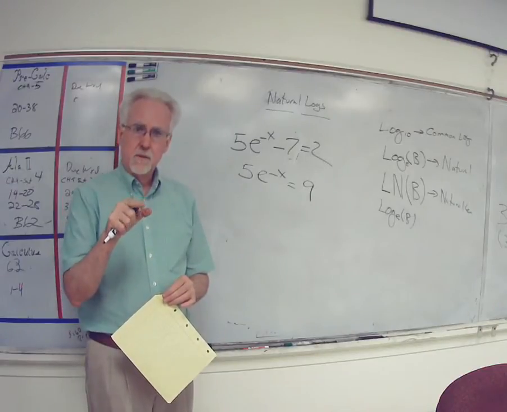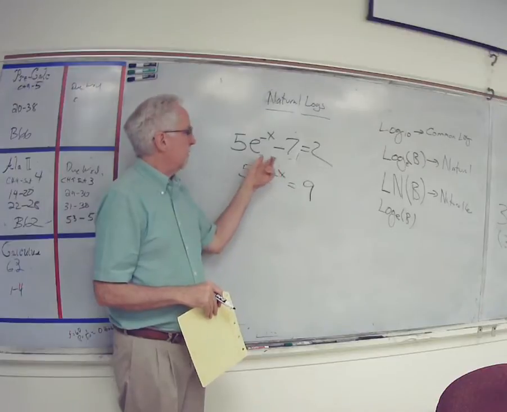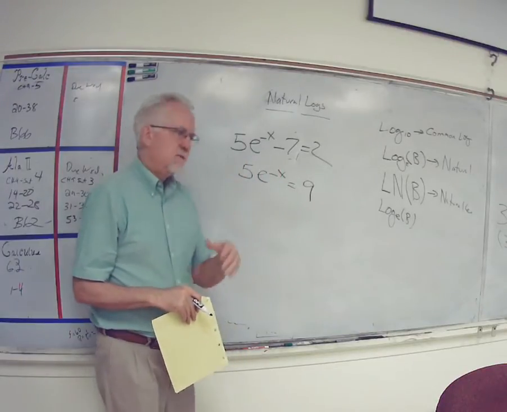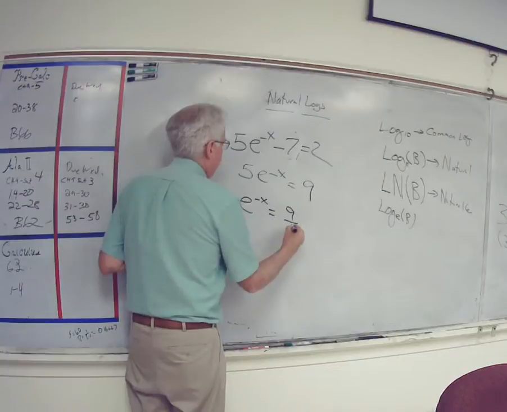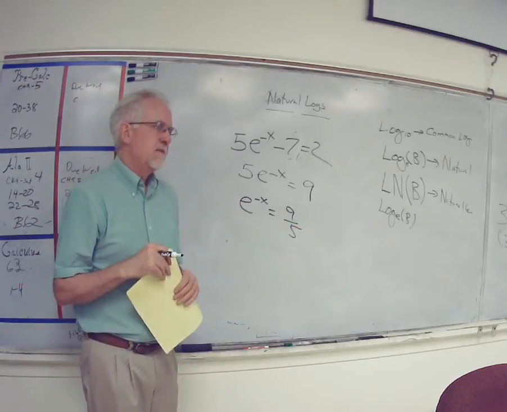That's what I would do. Okay, because if I took ln right now, could I bring the minus x down? No, because I got a 5 in there. So Jaden's on the right track, so I'm going to say e to the minus x is equal to 9 over 5. Now, Logan, what would you do to both sides of the equation?